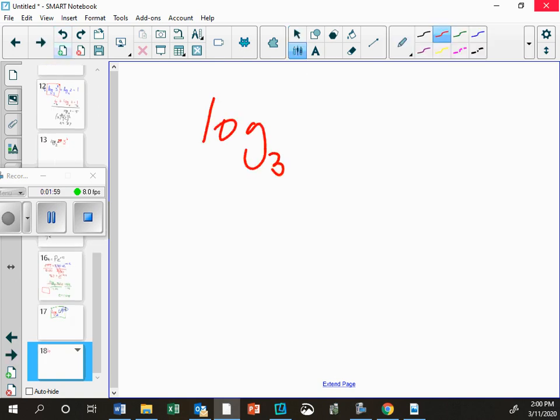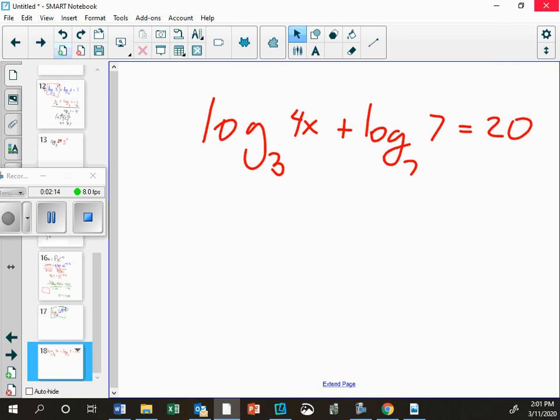All right, now let's go to a more difficult one. Log base 3 of 4x plus log base 7 of 7 is equal to 20. Wait, you say, Mr. Server, we can't combine those two because they have different bases. You're right, you can't combine those two. So what do we do? Who's got an idea? Yes, so you're going to replace all of this right here with a 1.